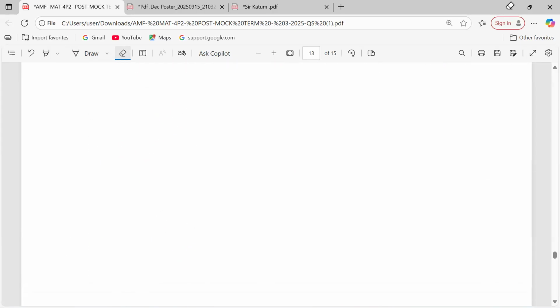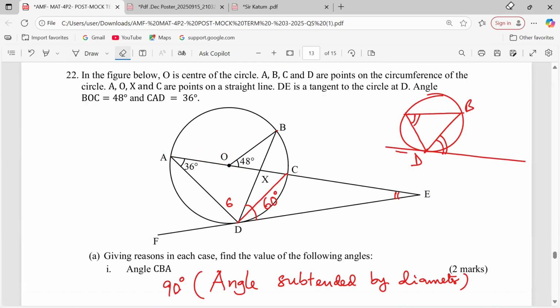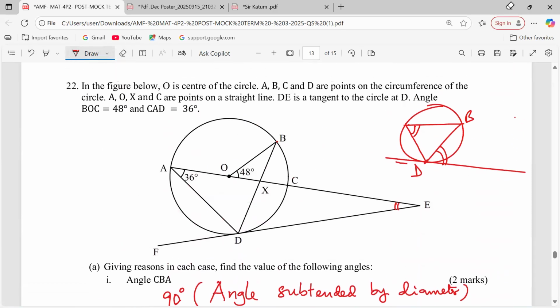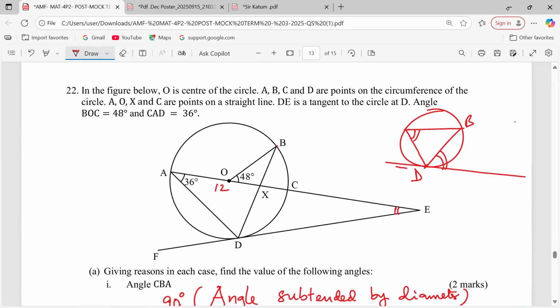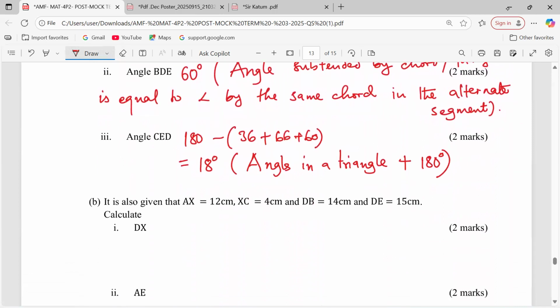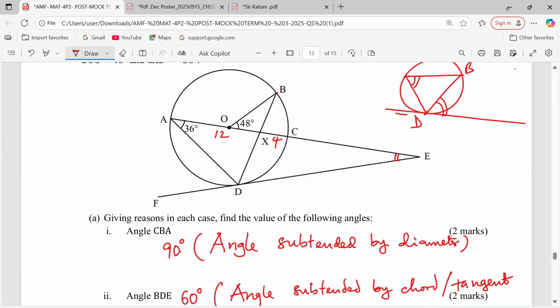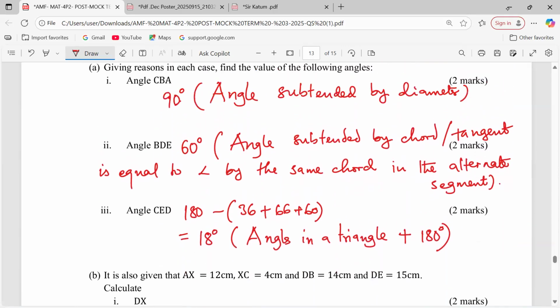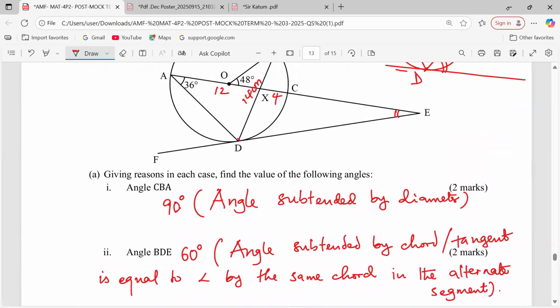I can clear up the diagram, sorry, so that now we may indicate the distances. Then now we are talking about AX 12, A to X 12, then C to X, they have given it 4. Then what else has been provided? BD 14, B to D, the whole of BD is 14, and DE 15, D to E is 15.